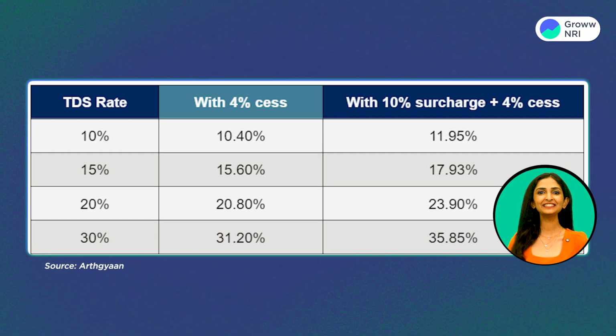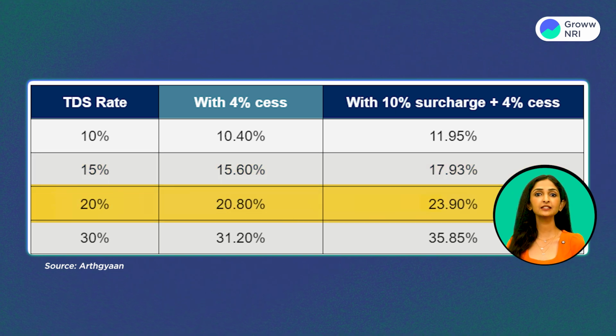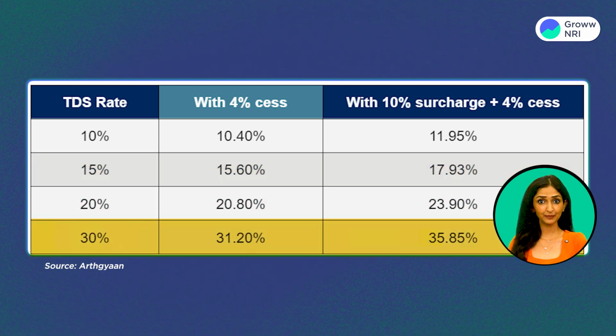Now going back to the TDS rates with cess. For 15% it's 15.6% and for 20% it's 20.8%. If TDS is 30%, then after adding cess it becomes 31.2%.